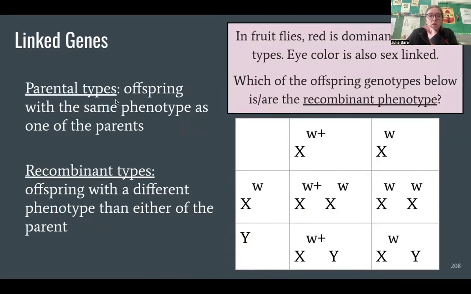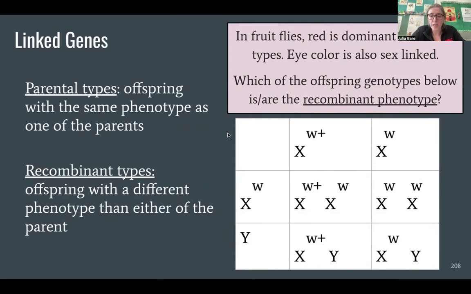Now, a couple of other pieces of terminology you're going to need. The parental type is the offspring with the same phenotype as one of the parents. The recombinant type is offspring with a different phenotype than either of the parents have. So let's take a look at a specific trait. Let's look at eye color.